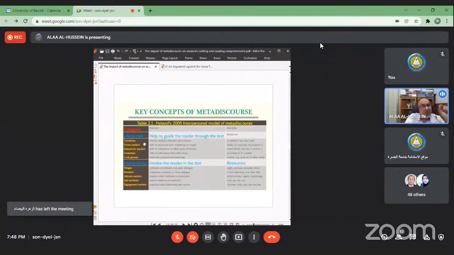And under each major category, we have five subcategories. We have transitions, frame markers, anaphoric markers, evidentials, code glosses. Under the interactive, those subcategories work at the level of what? At the level of the text, to organize the text, to help the reader organize and understand the relations, as I explained. And under the interactional, we have hedges, boosters, attitude markers, self-mentions, engagement markers.